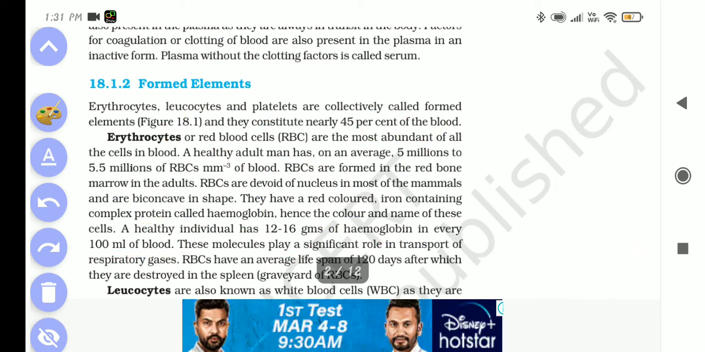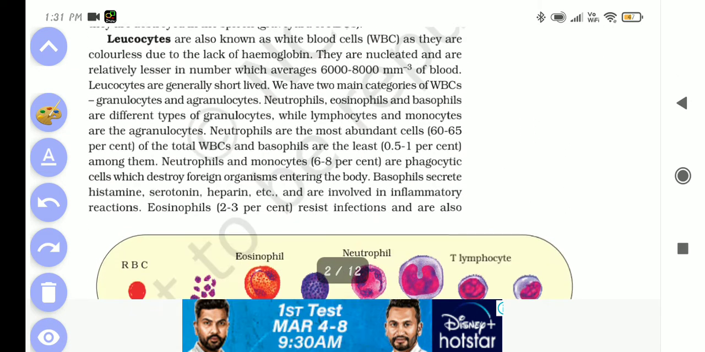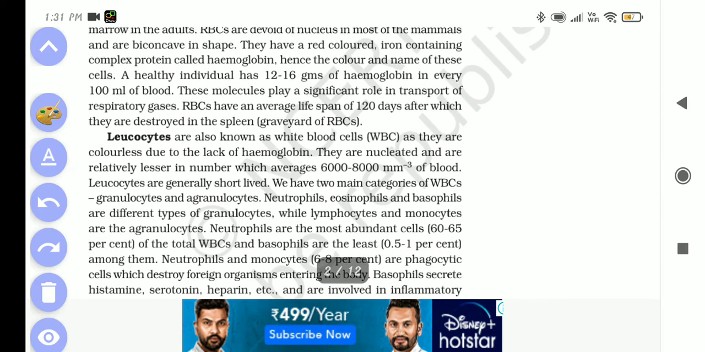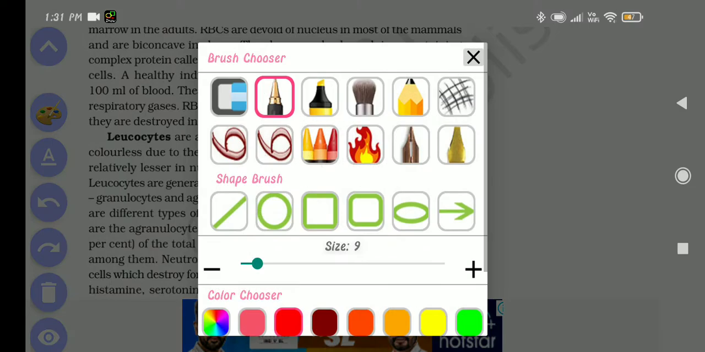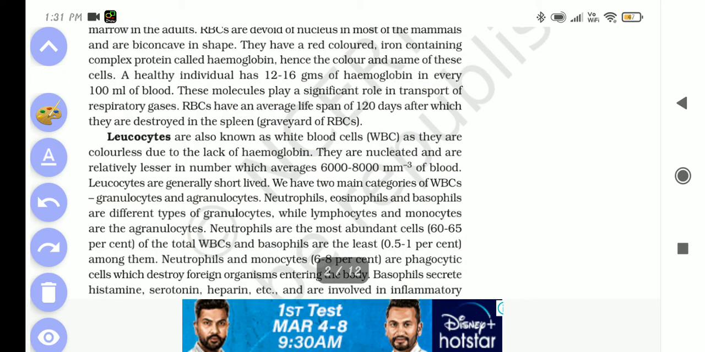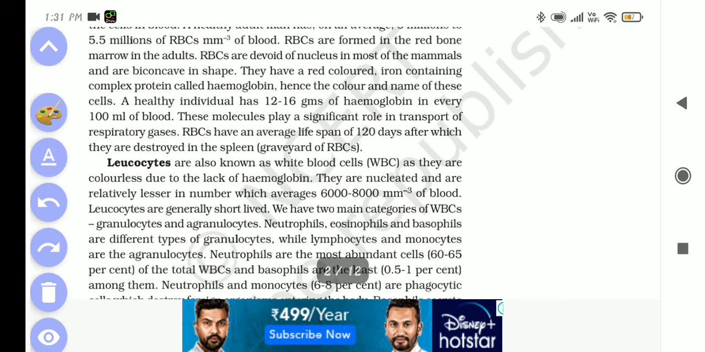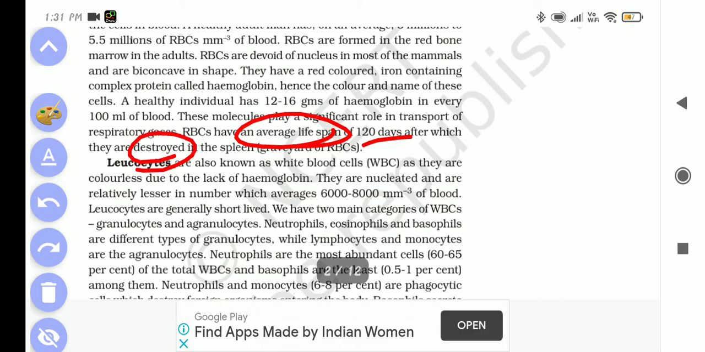Okay, and next we have something very interesting, which I found very interesting. This says that RBCs have an average lifespan of 120 days, which I know that you have read already. After which they get destroyed in the graveyard of RBCs.